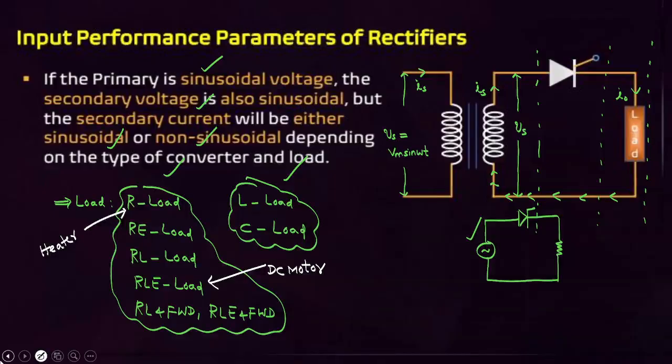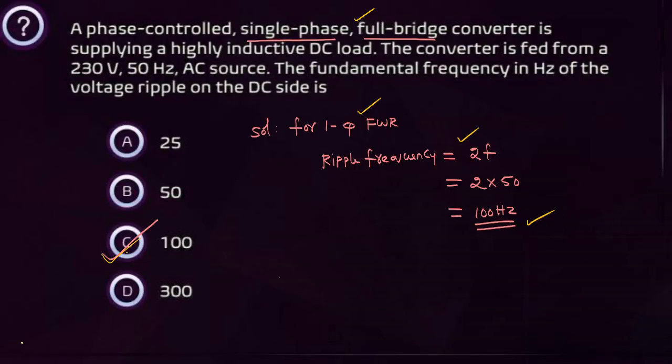Like this. For example, if the question is asked: a 3-phase fully controlled rectifier operating with a supply voltage 400 volts 50 Hz, what is the ripple frequency? A 3-phase fully controlled rectifier is a 6 pulse converter. 6 into 50, 300 Hz. Like that you have to answer. Understand? How many pulses per cycle, multiplied by frequency, gives the ripple frequency.